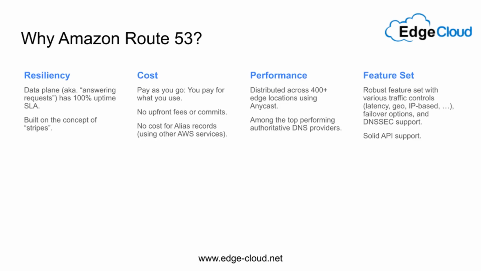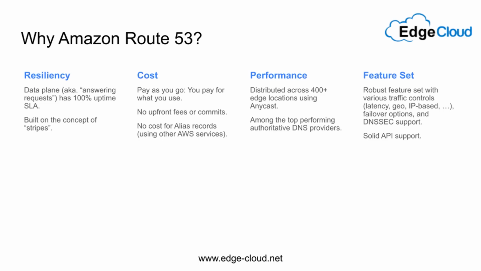Amazon Route 53 provides a good compromise between resiliency, cost, performance, and feature set. It is the only AWS service with a 100% uptime SLA on the data plane, meaning responding to DNS queries. Behind the scenes, the service is built on 4 independent stripes that help achieve this high resiliency. The cost for a registered domain is well in line with most other providers. With AWS, you only pay for what you use. As such, you will be charged separately for the number of used zones, the number of queries your zone receives, or whether you use DNSSEC or not. But these costs are very reasonable.